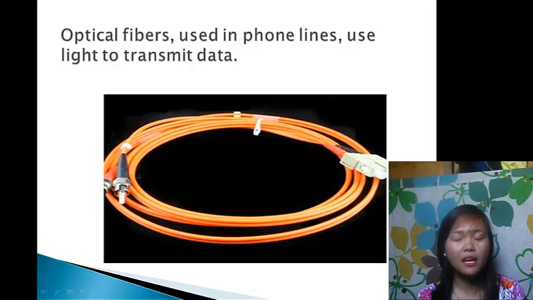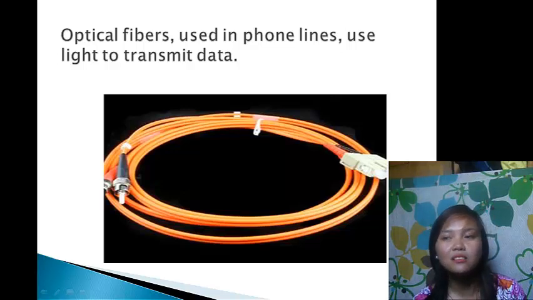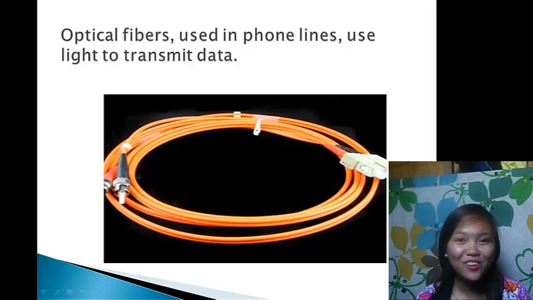And the advantages of fiber optics: it is fast and has low attenuation, with no EMI interference. And the disadvantages: very costly and hard to install. And all in all, fiber optics is the most reliable among the three because it is the fastest among the three.